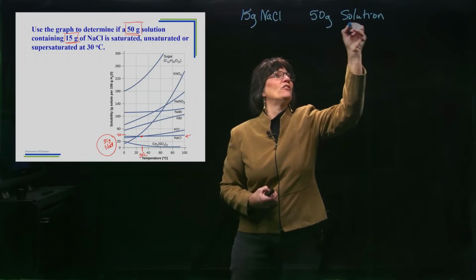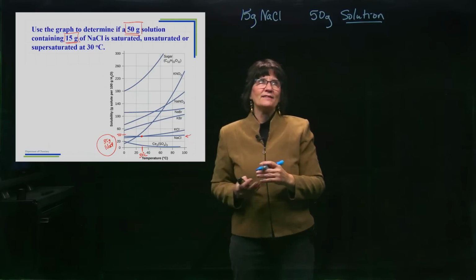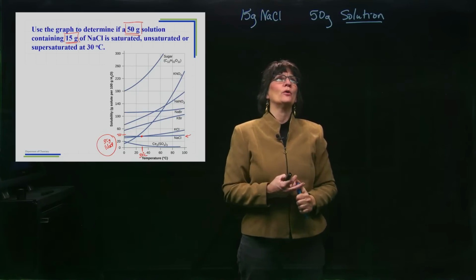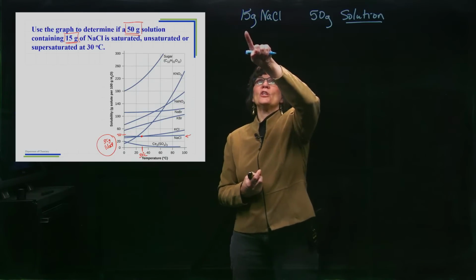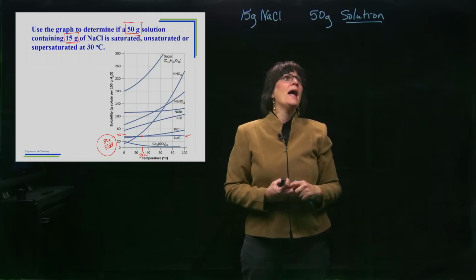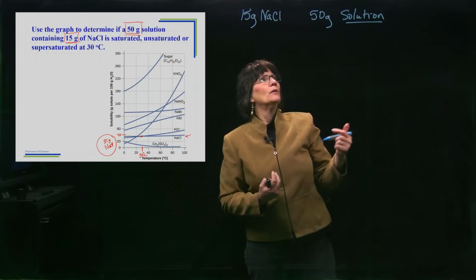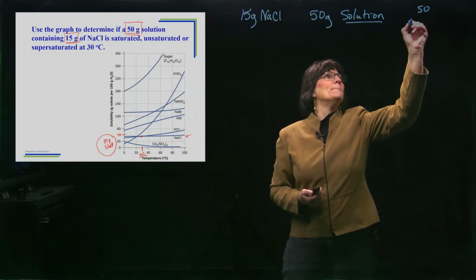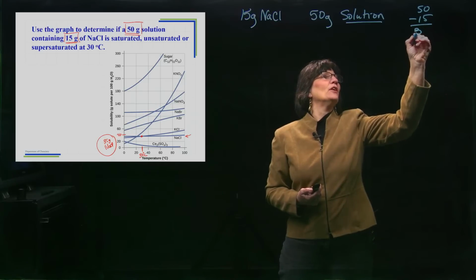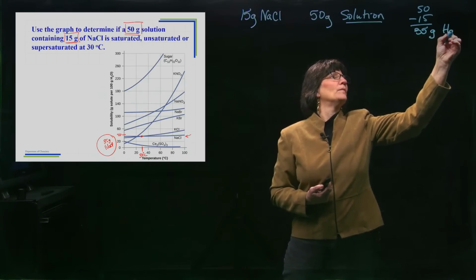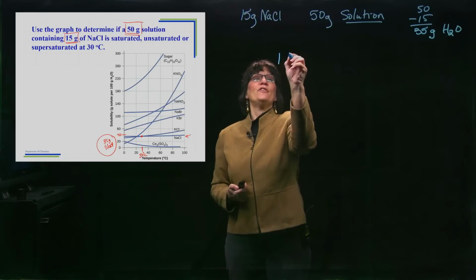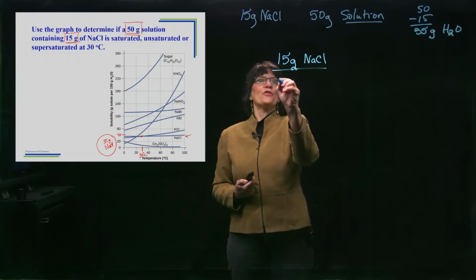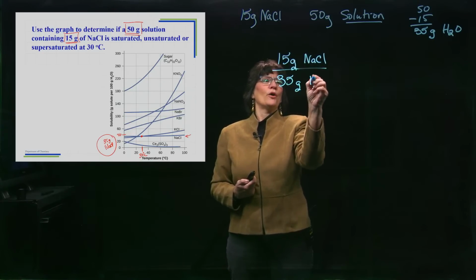First thing we need to note is this word right here. If we read the left-hand side of the graph, it's about water. It's not about grams of solution, it's about grams of water. Well, if I had 50 grams of solution and 15 grams of it was sodium chloride, how much water would I have? Well, what would you have to do? You simply need to subtract the two. So 50 minus 15 gives me 35 grams of water. So we've got a ratio of 15 grams of sodium chloride in 35 grams of water.